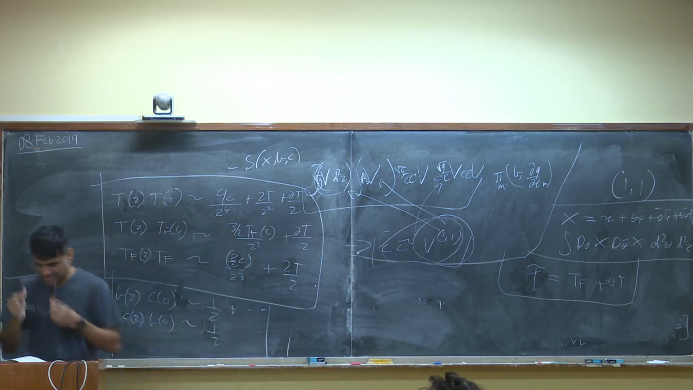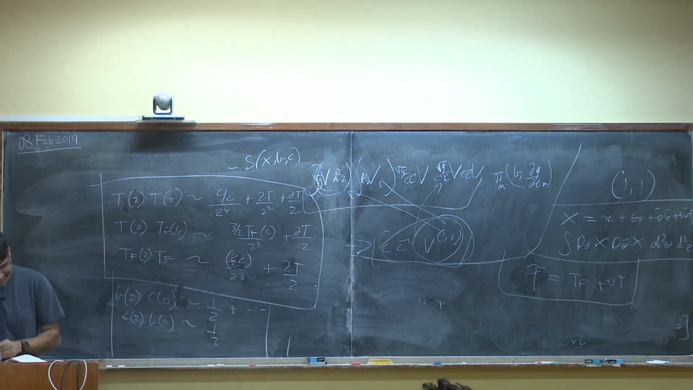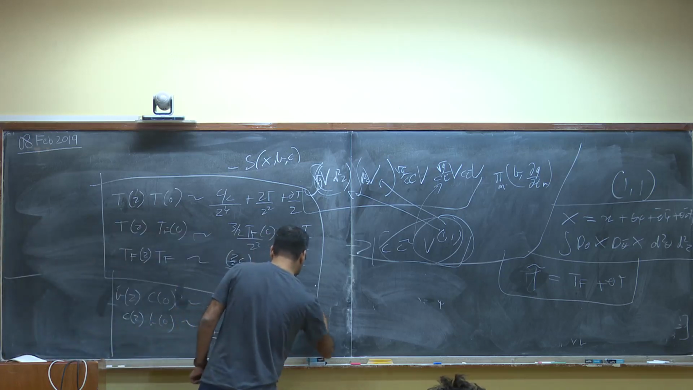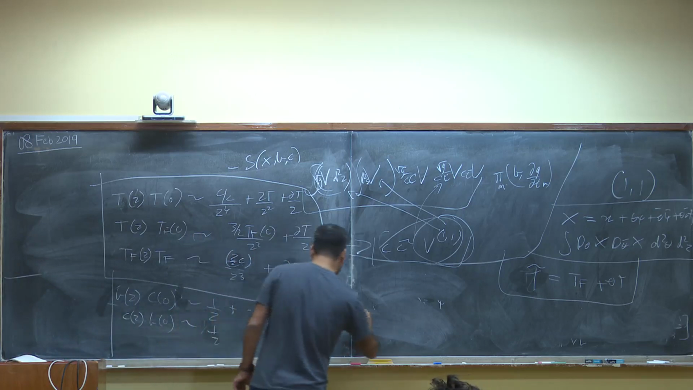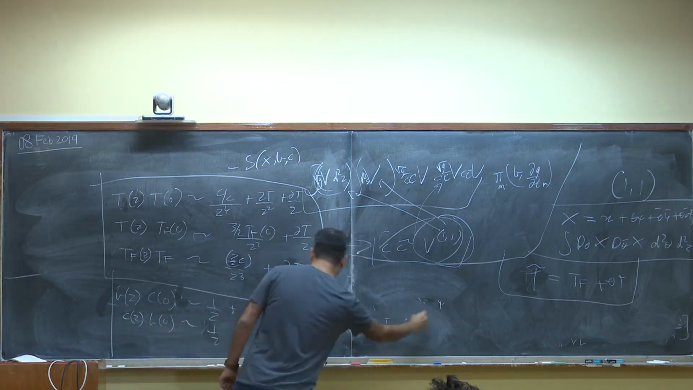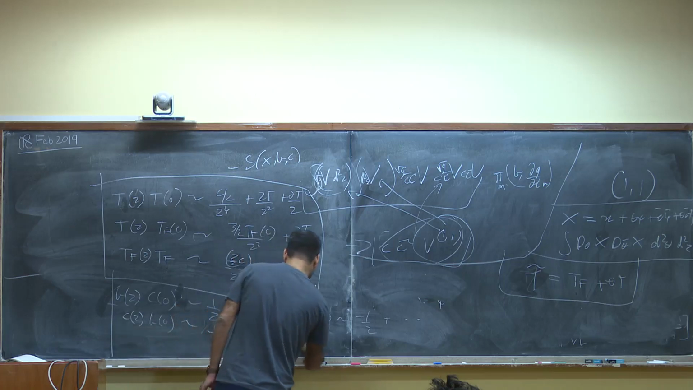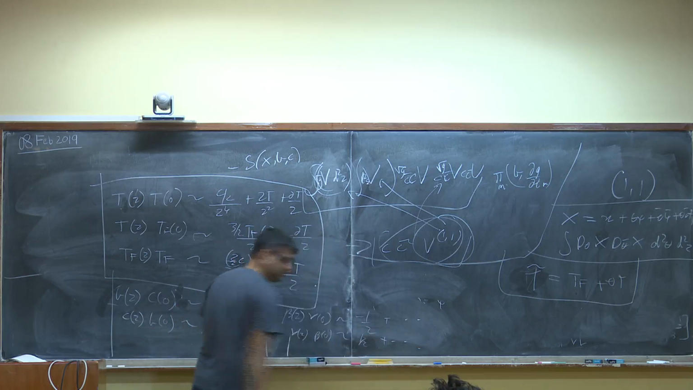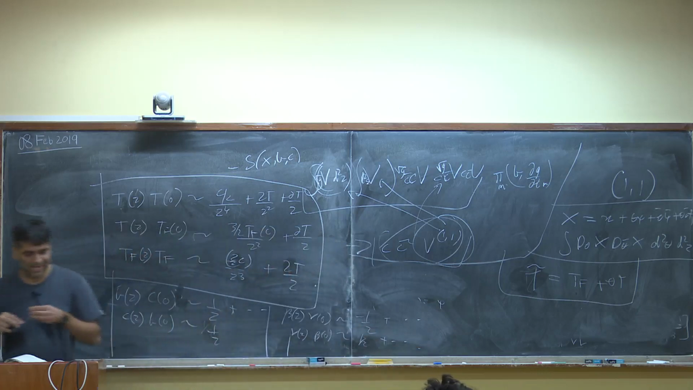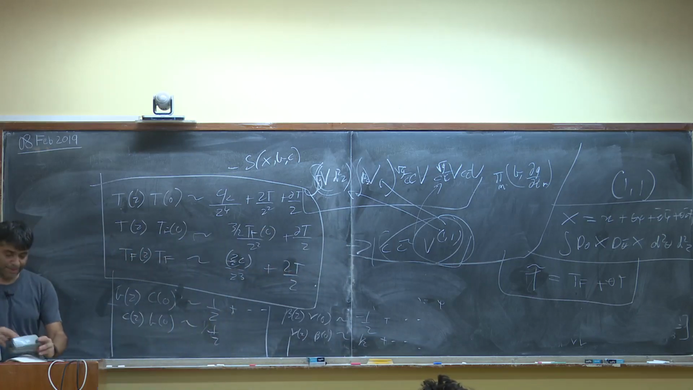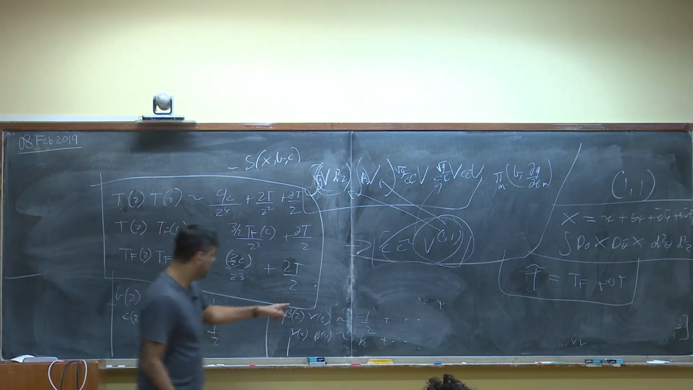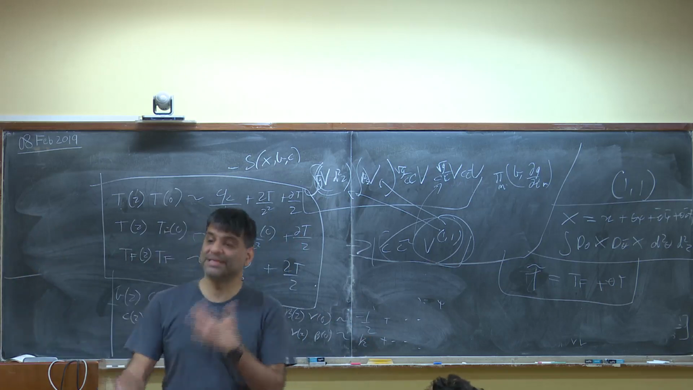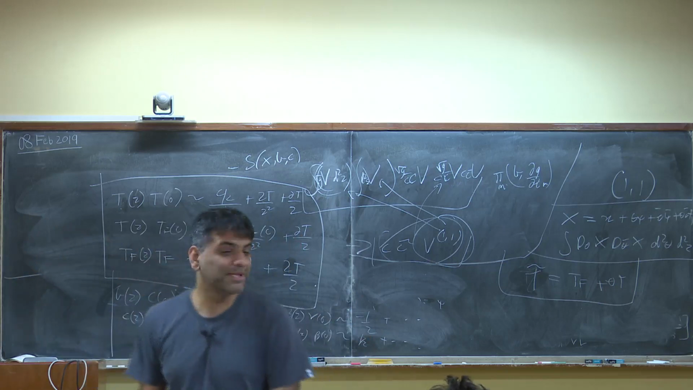So their OPEs were, one of these was the same, but the other one was the negative. Now which one was which? Beta gamma was minus, exactly. So beta of z, gamma of 0 was minus 1 by z plus dot dot dot, and gamma of z, beta of 0 was 1 by z plus dot dot dot. Okay? You remember that we computed the central charge of the beta gamma system and found that it was minus 15.